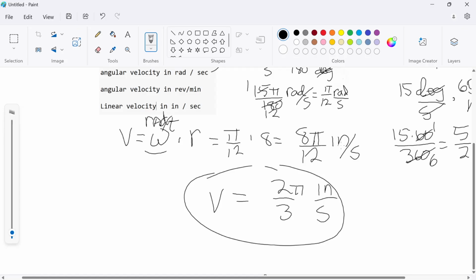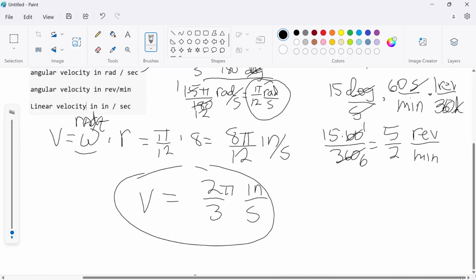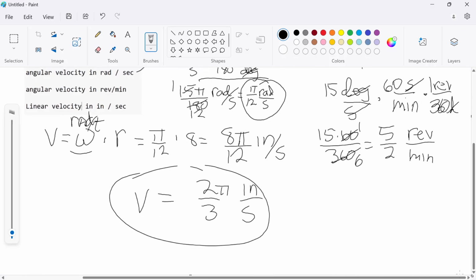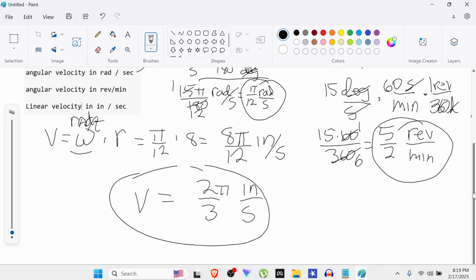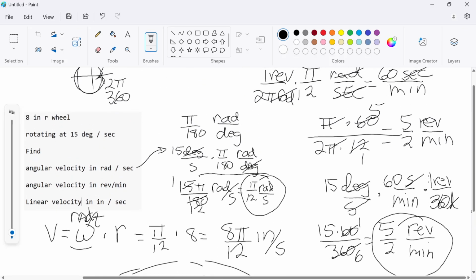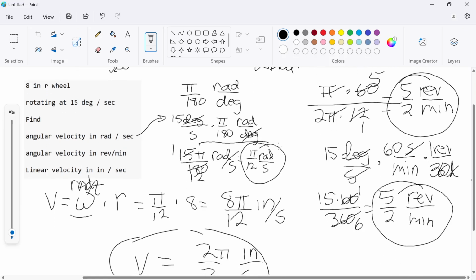Here's the angular velocity in radians per second, pi over 12. And here's the angular velocity in revolutions per minute, 5 halves, no matter which way it's calculated. Whether I use the degrees or the radians, I still get 5 halves revolutions per minute.